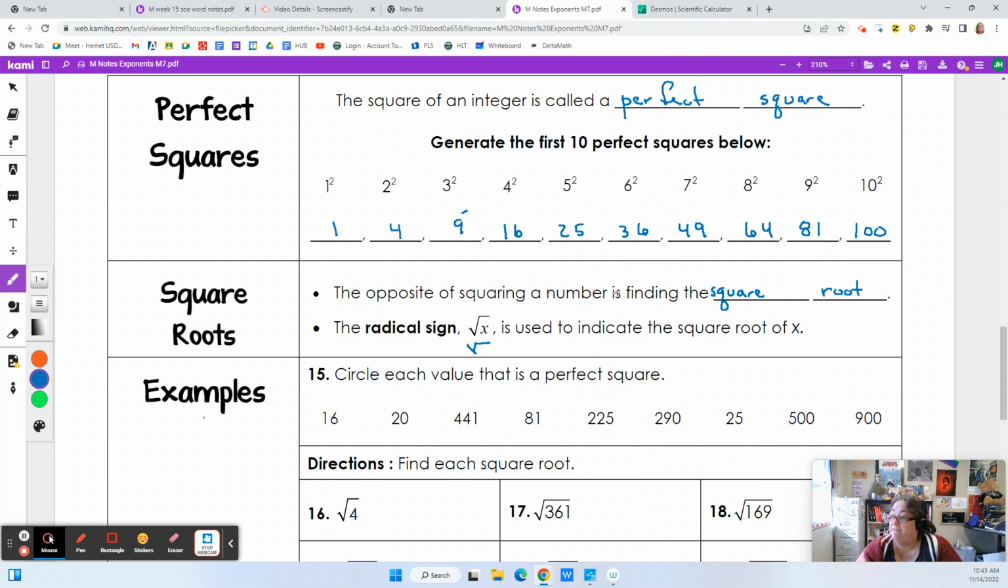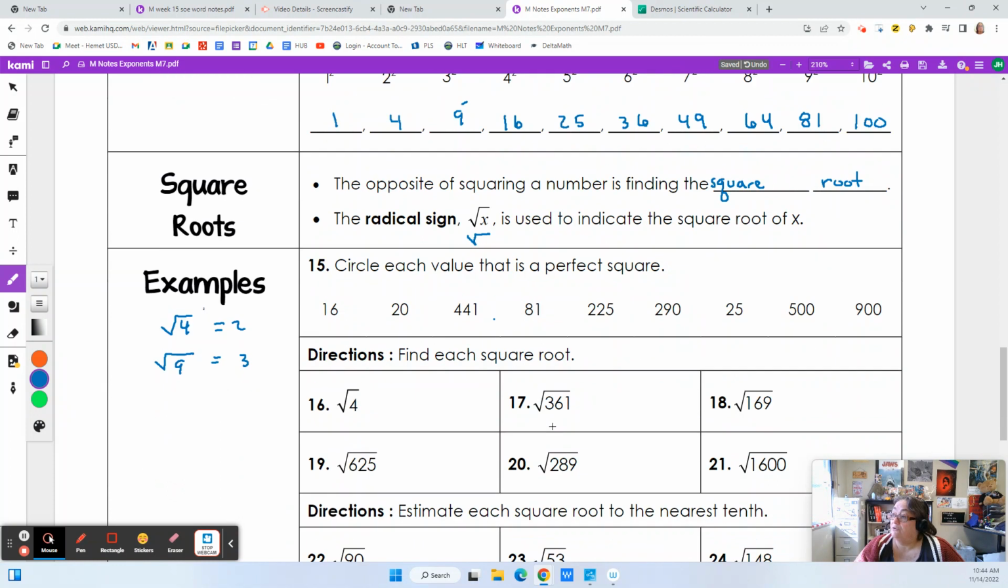So if I have the square root of 4, I'm saying, well, what number times itself equals 4? And we know, like up here, well, it's 2, right? So we could go, oh, it's 2. If I have the square root of 9, well, what number times itself equals 9? And we know that that's 3, right? And that's what we're looking for with these.